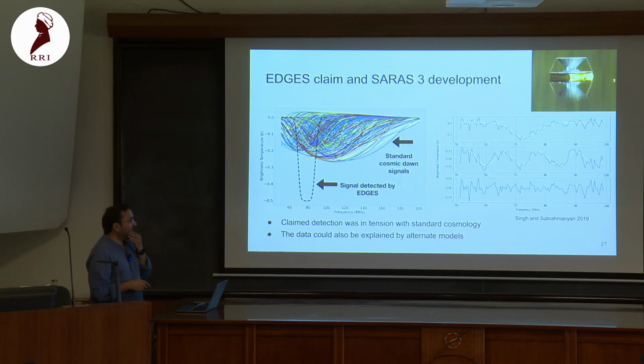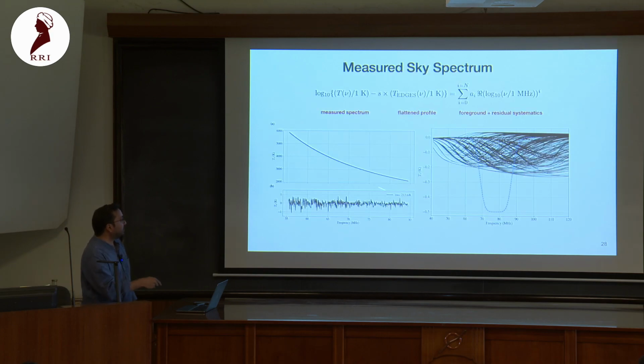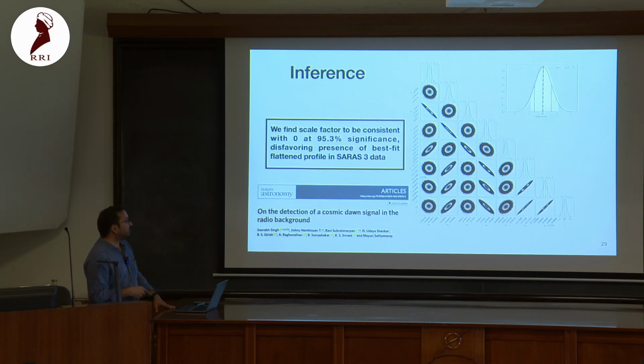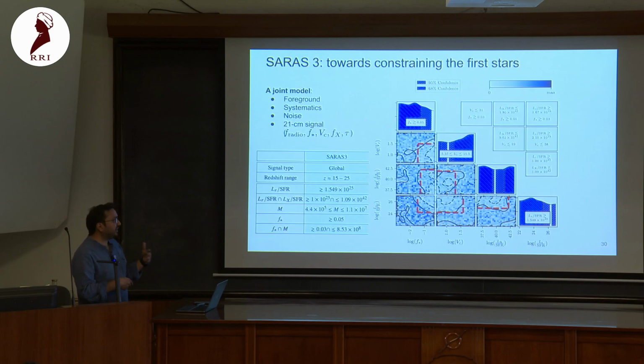SARAS-3 is probably more well known, which observed on water. And this really started off with the claim of the EDGES signal that Prabhu had mentioned, of this flattened trough. And basically out of 15 hours of observations, we were able to rule it out at 2 sigma confidence. And so this is the kind of measurements that we had got. And basically our scale factor that determined whether the signal is there or not was 0, which means the signal was absent at around 95% significance. Again, we have expanded on this, and now we have also probed a lot of non-standard models with the same data.